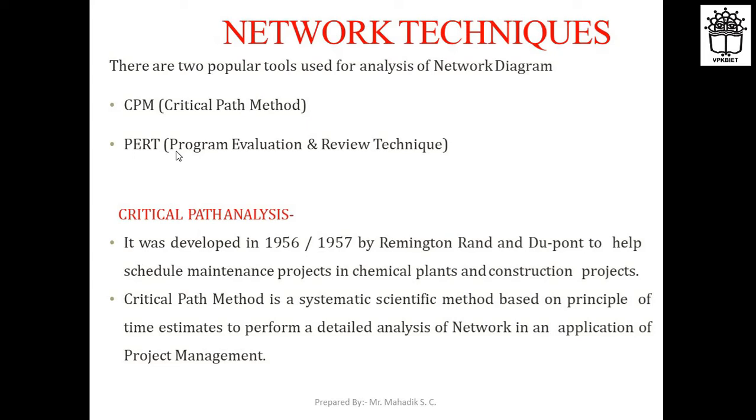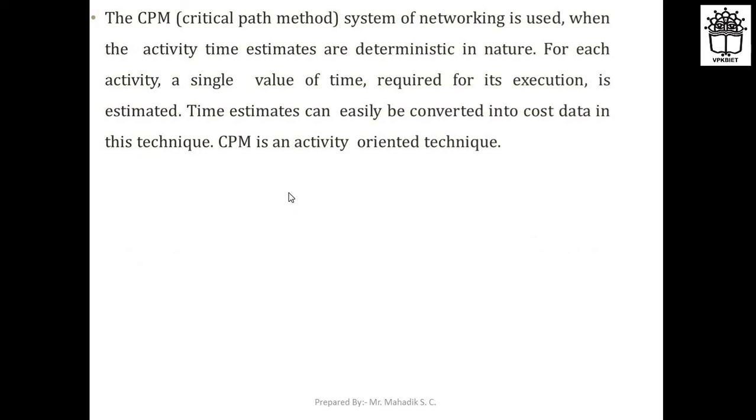Okay, so let us see what is meant by critical path method. So actually let us see some history of it, right? It was developed in 1956-1957 by Remington Rand and DuPont to help schedule maintenance projects in chemical plants and construction projects. Critical path method is a systematic scientific method based on principles of time estimates to perform a detailed analysis of a network in an application of project management. So the CPM system of networking is used when the activity time estimates are deterministic in nature. For each activity, a single value of time required for its execution is estimated.